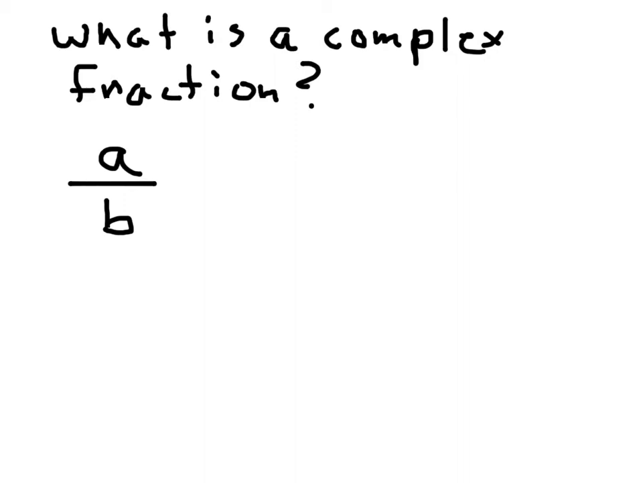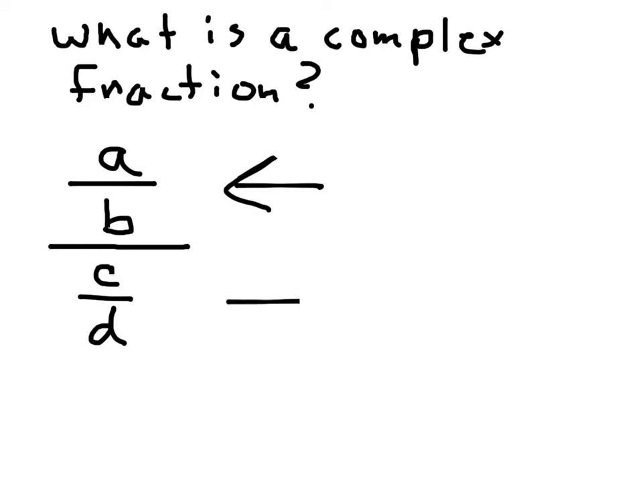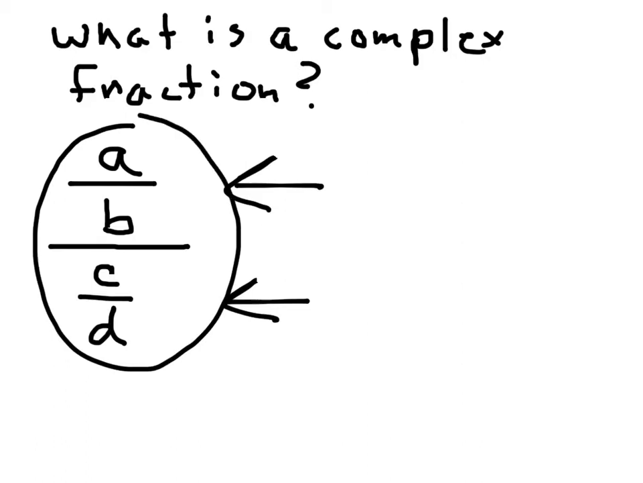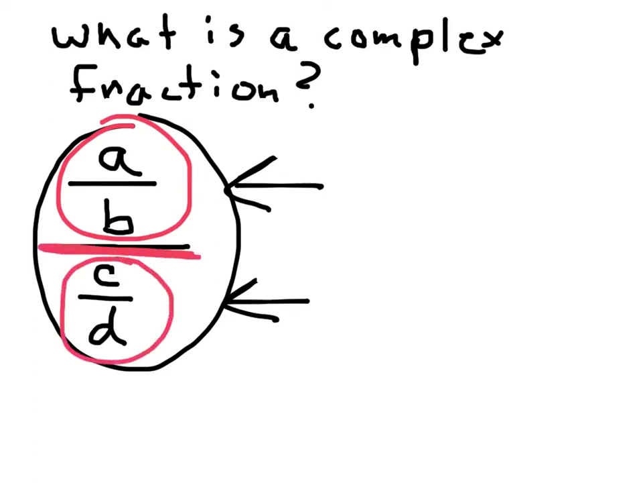Well, a complex fraction is where you have not only one fraction, but a few fractions. So notice I'm going to add something to the a over b. I'm going to add c over d. Now what I have is a fraction on the top, a fraction on the bottom, but really this whole thing is a fraction. You could look at this as the numerator above this main bar, and then this value would be in the denominator below the main bar.